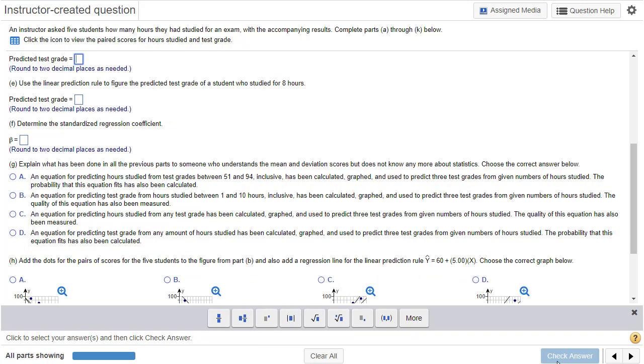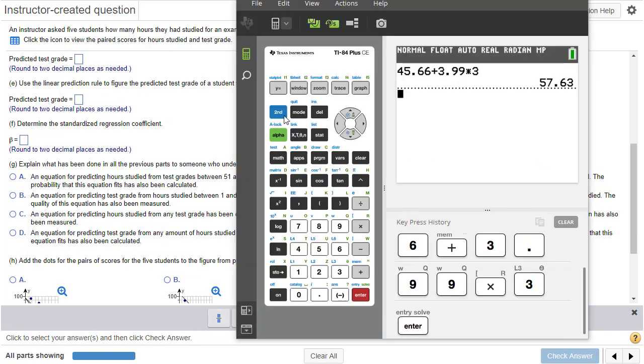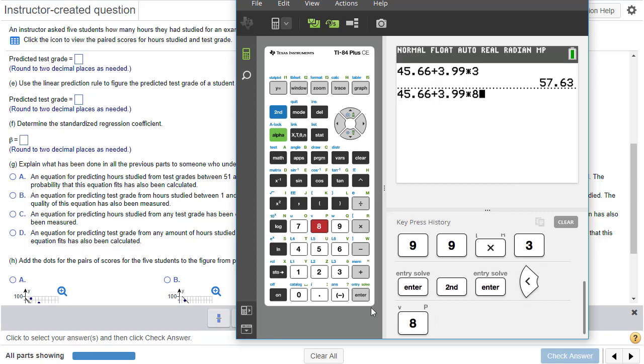Now do the same thing for 8 hours. If you are using the TI, there's a little trick here. You can press second enter and it pulls up what you just did, so I don't type that again. And we'll press 8. We're going to get a 77.58.